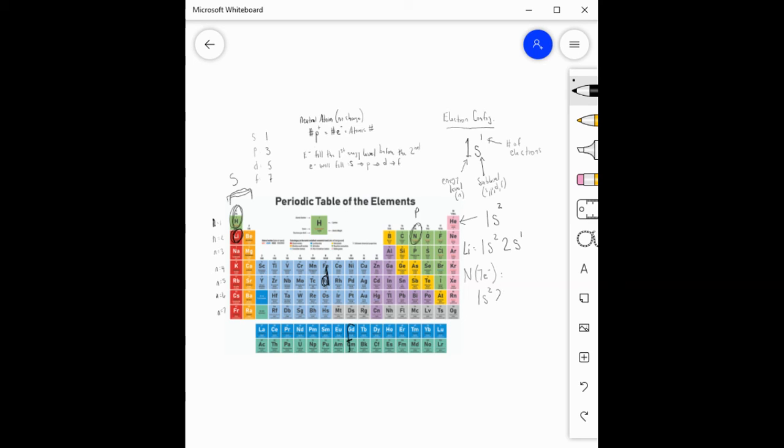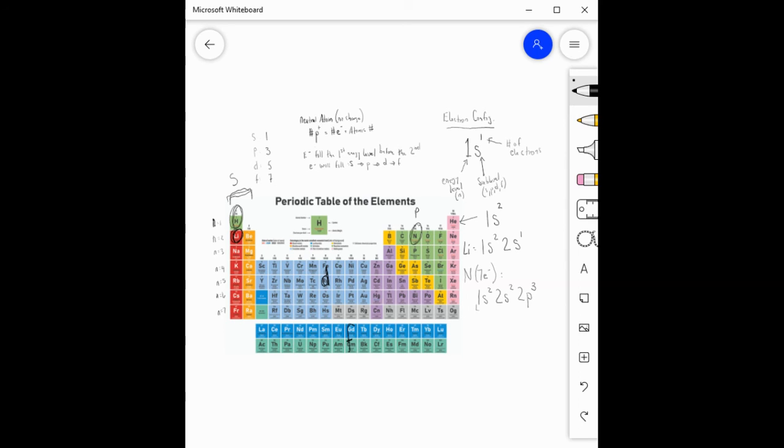So this is my 2s2. So remember, 2s1 is lithium, 2s2 is beryllium. And then I'm going to go across the periodic table, and now I'm in the 2p orbital. So I go from boron, which is 1 electron, carbon is 2, and then nitrogen is 3. So there are 3 electrons in the 2p orbital.